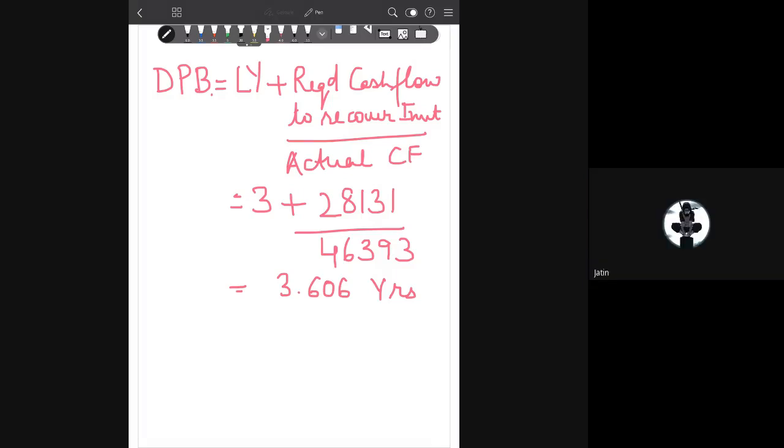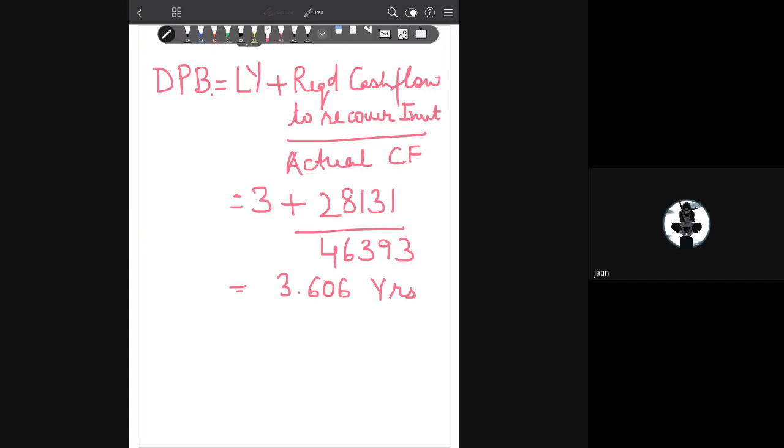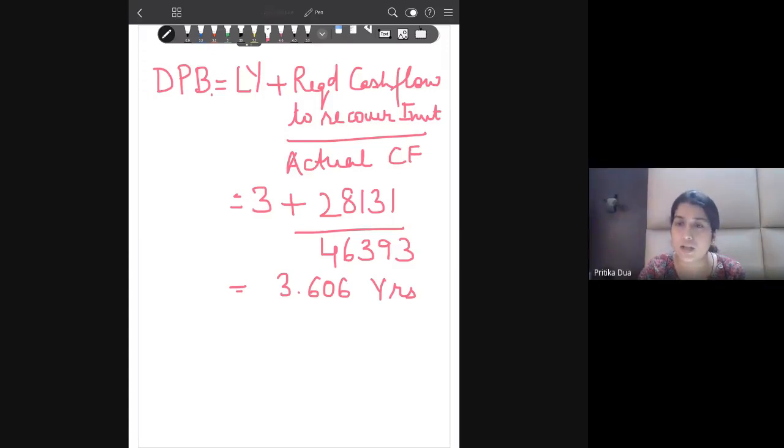Ma'am, I am getting 28104. Yes, ma'am. Okay, might be I've rounded off these values. The present value of the cash flows might have a minor difference. Okay, I have moved as per the values you people have put in here. So the present value of cash inflows might have a slight difference, and that is why there is this difference. Okay, thank you, Nipun.